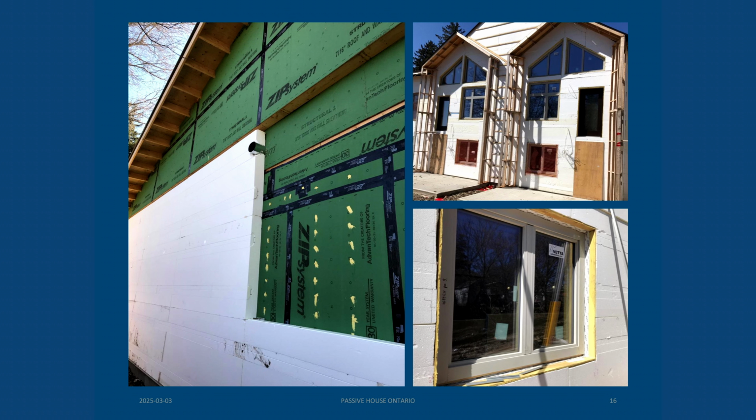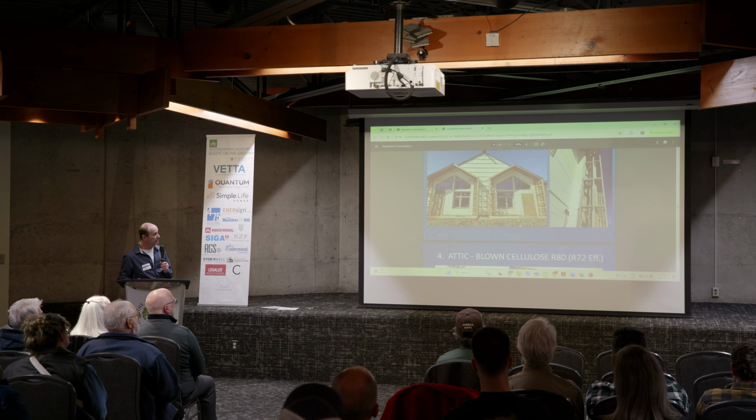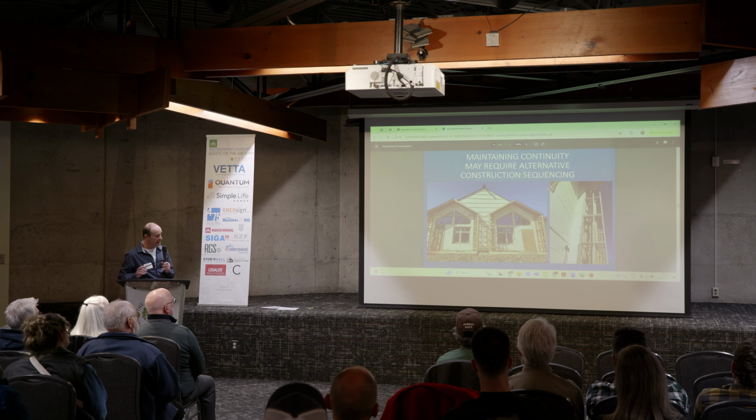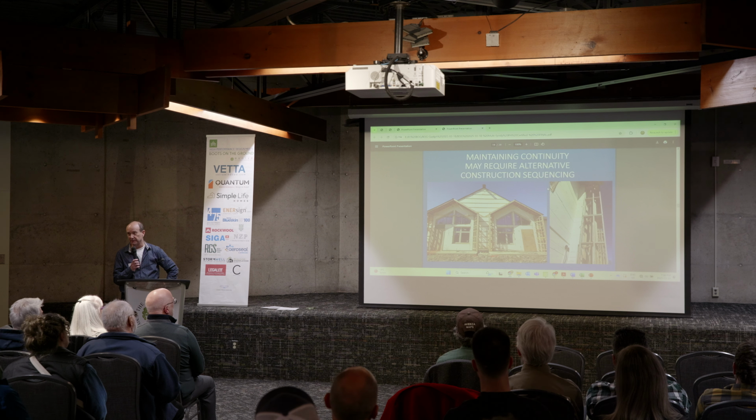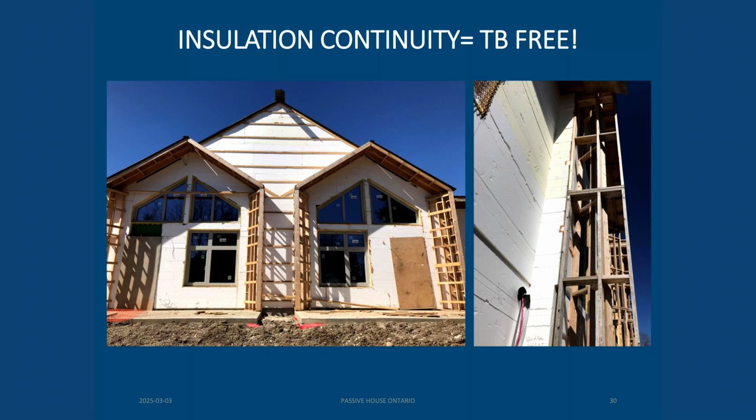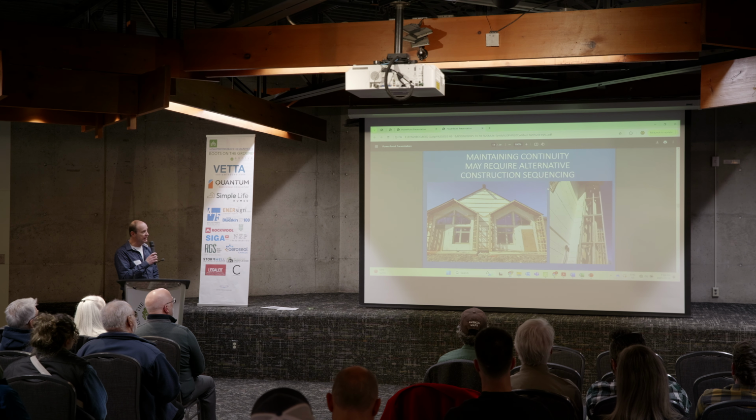On the right-hand side, you can see that there are some shading soffits up on the top right-hand corner here. I'll show you a little bit more about that. This is probably the most different thing about the type of building that everybody in this room has done or is doing, and that is maintaining continuity may require alternate construction sequencing. So I think that's an important thing, and again, that's something that needs to be addressed and identified at the planning stage.